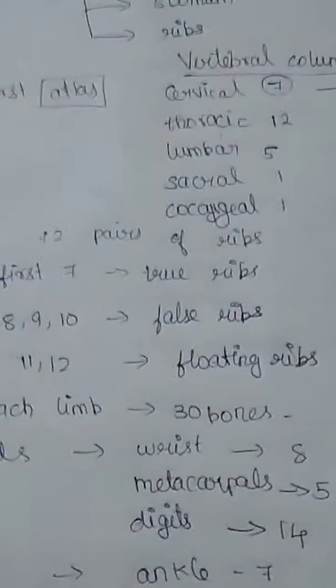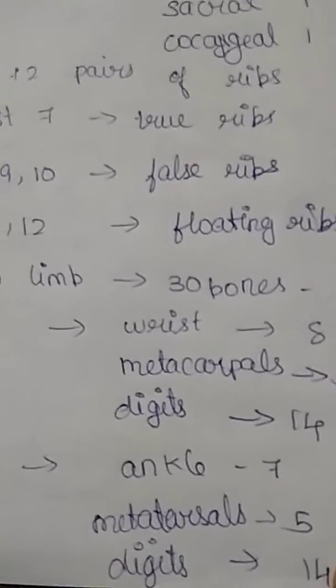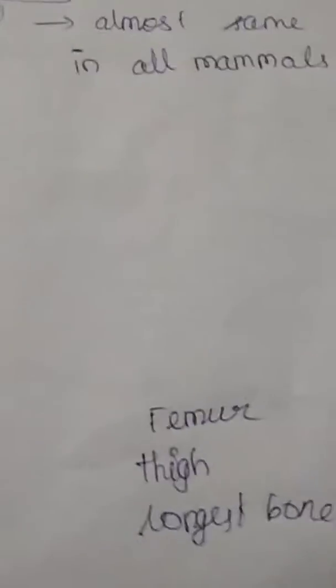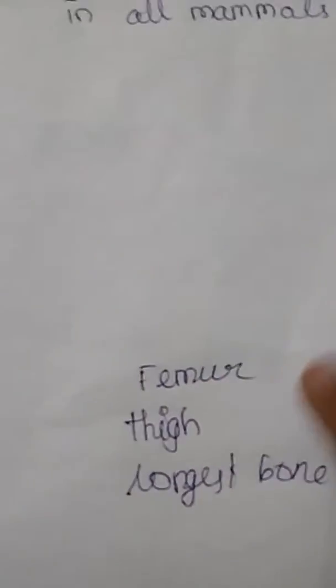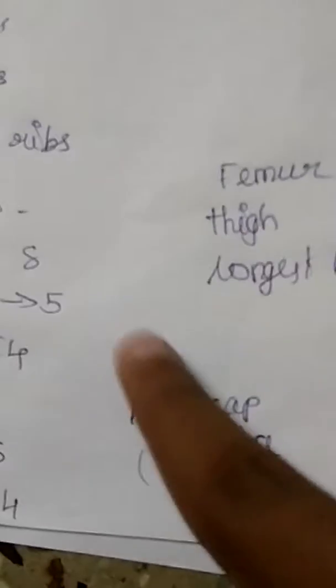Just 14, right. And the same thing for the legs. Just subtract 1: for the ankle you have 7, and for the metatarsus as usual 5, and digits as usual 14. Okay, which is the longest bone in our body? The femur. The thigh bone is the longest bone, and the kneecap is a bone called the patella.